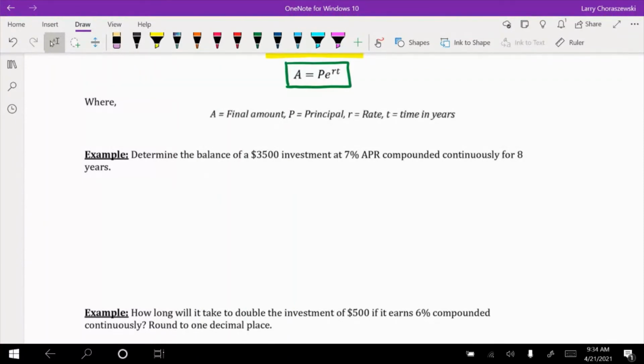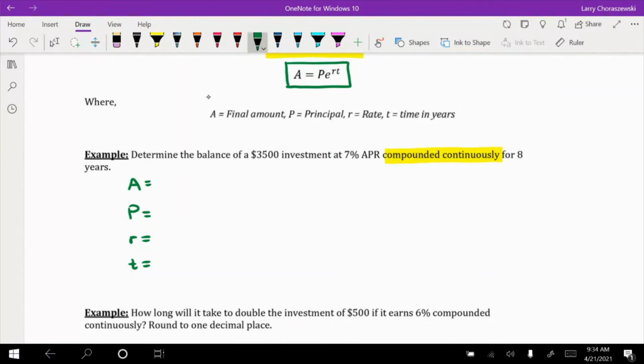So if you see this example, the instructions say determine the balance of a $3,500 investment, 7% APR, compounded continuously. That's the key phrase right there, and continuously is the key word. And this is going to happen for 8 years. So let's go ahead and see how we can work this one out. We'll make a laundry list again: A, P, R, and T. We don't need a row for N, since that's missing in our formula.